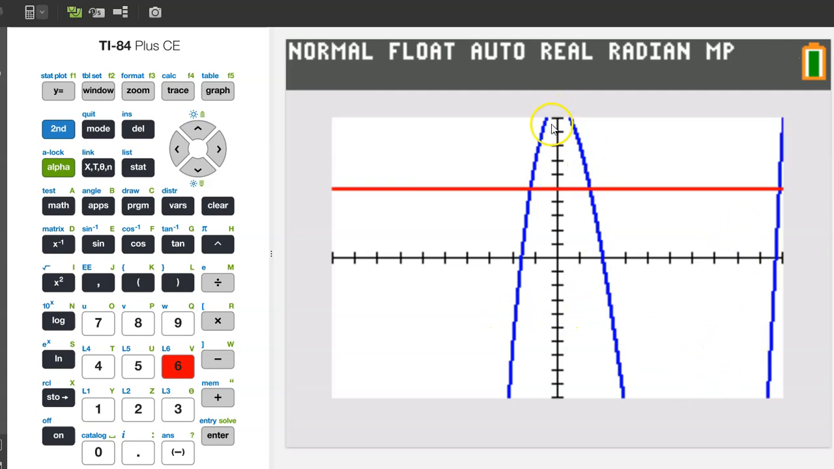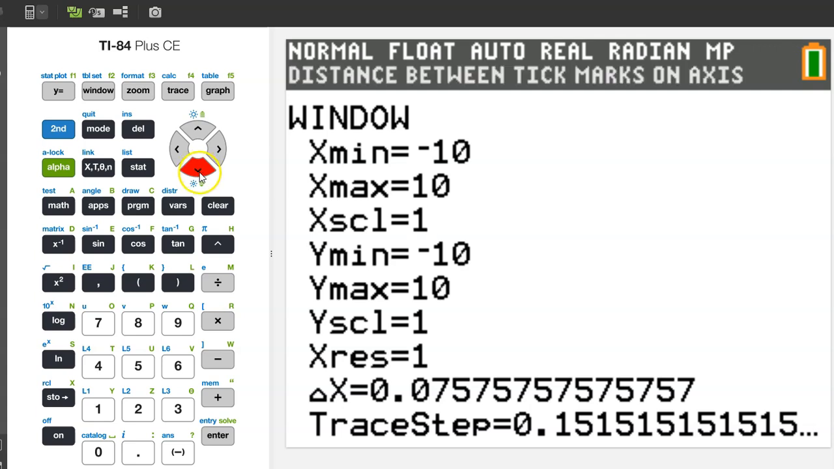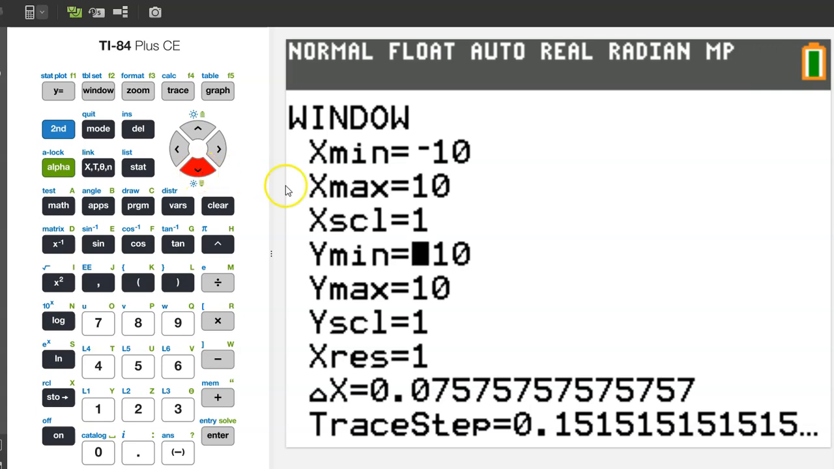Okay, I would like to see the very top of the graph and the very bottom, so I'm going to adjust the window. Hit the window button. Let's increase the y max by a little bit so we can see the rest, and let's drop the y min by quite a bit. Let's let y min equal negative 50. We can adjust this later if we need to. And let's let y max equal 20. Hit graph again.